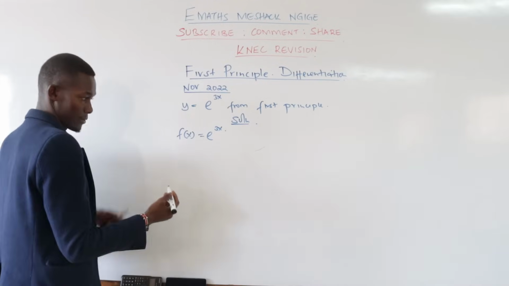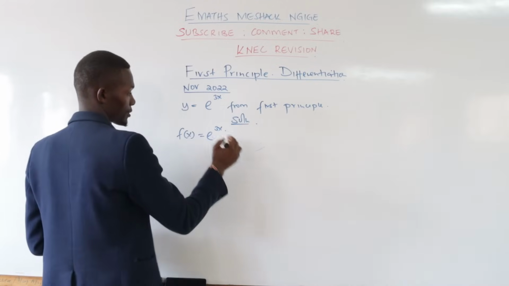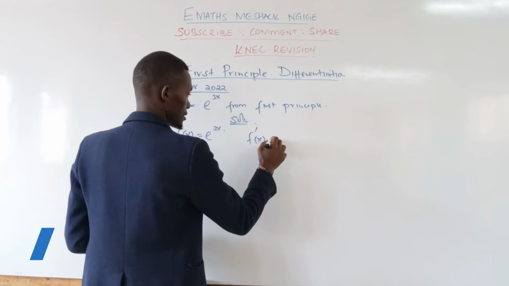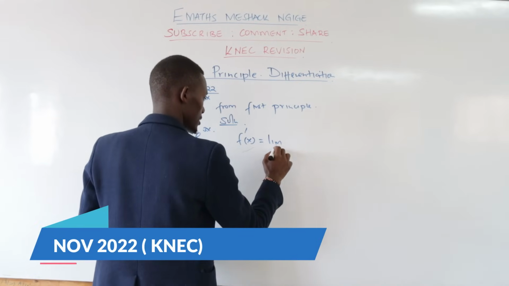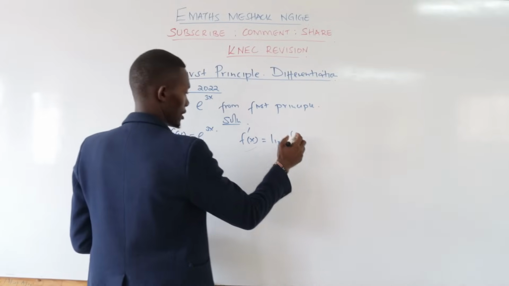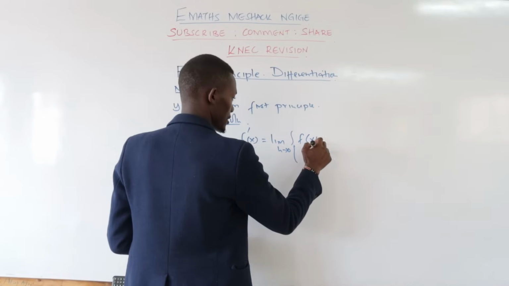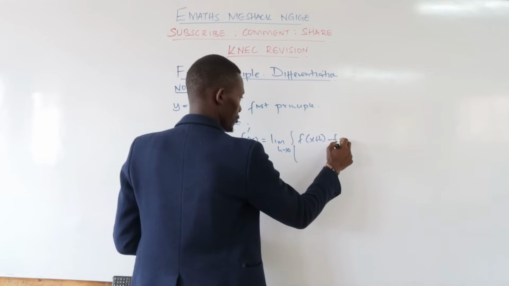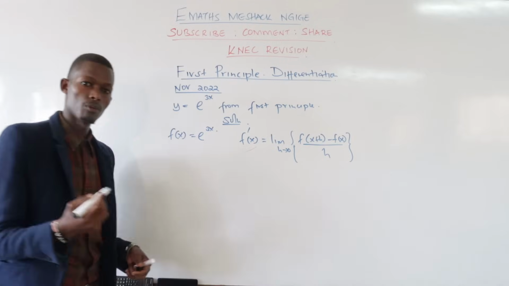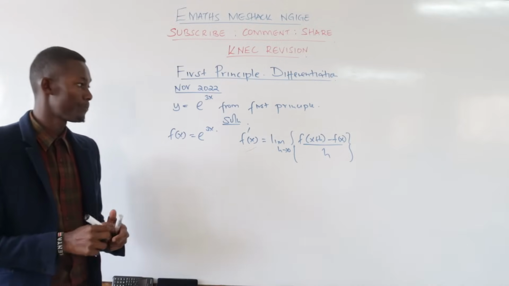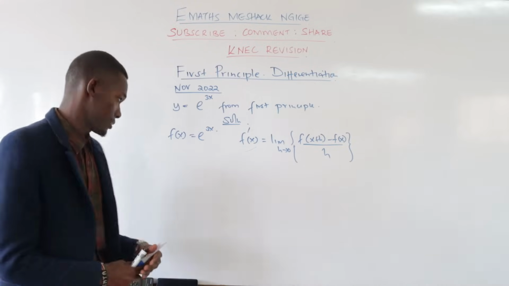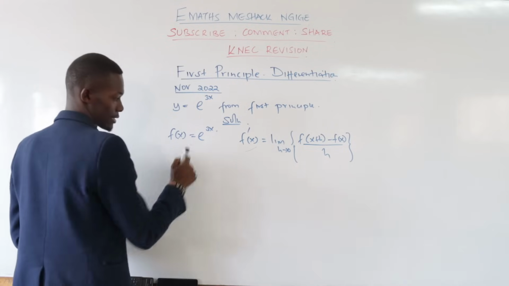From the first principle, we know, just write it here, we have f prime of x is given by limit as h tends to 0, then we have what? f(x plus h) minus f(x), then all over h. Now, writing this formula is so important because it keeps you on track, especially when you're replacing your values. So let us now rewrite this.